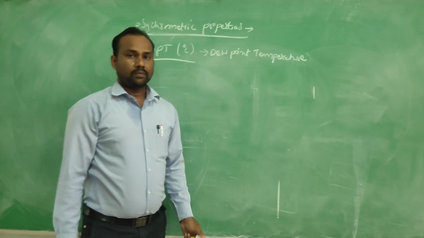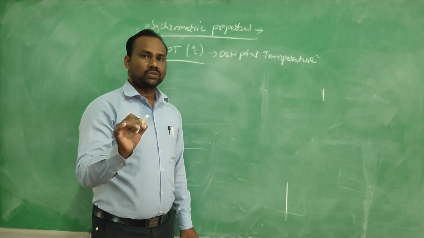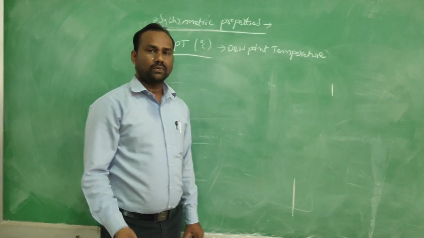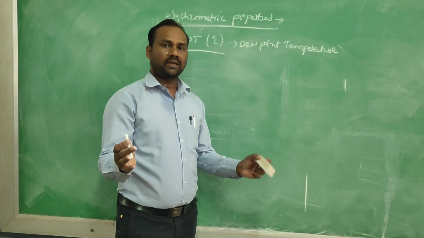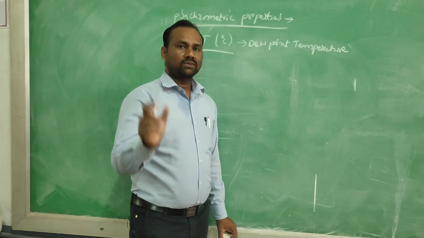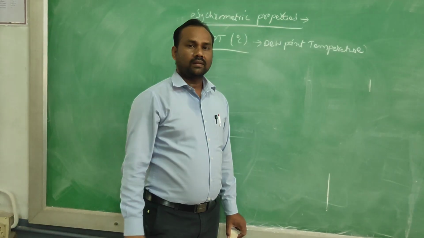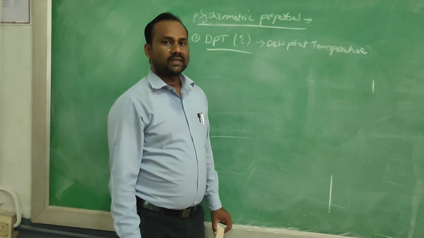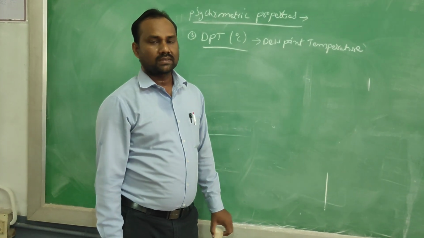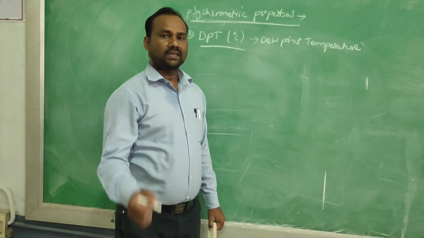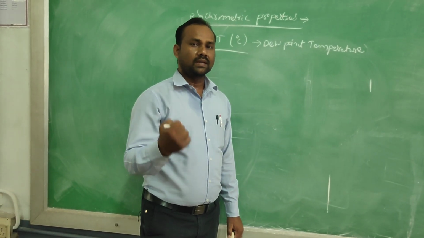What do you mean by dew point temperature? It is the temperature at which water vapor starts condensing. Everybody knows that atmospheric air is a mixture of dry air plus water vapor. This water vapor starts condensing when it reaches a certain temperature. That respective temperature is called the dew point temperature.